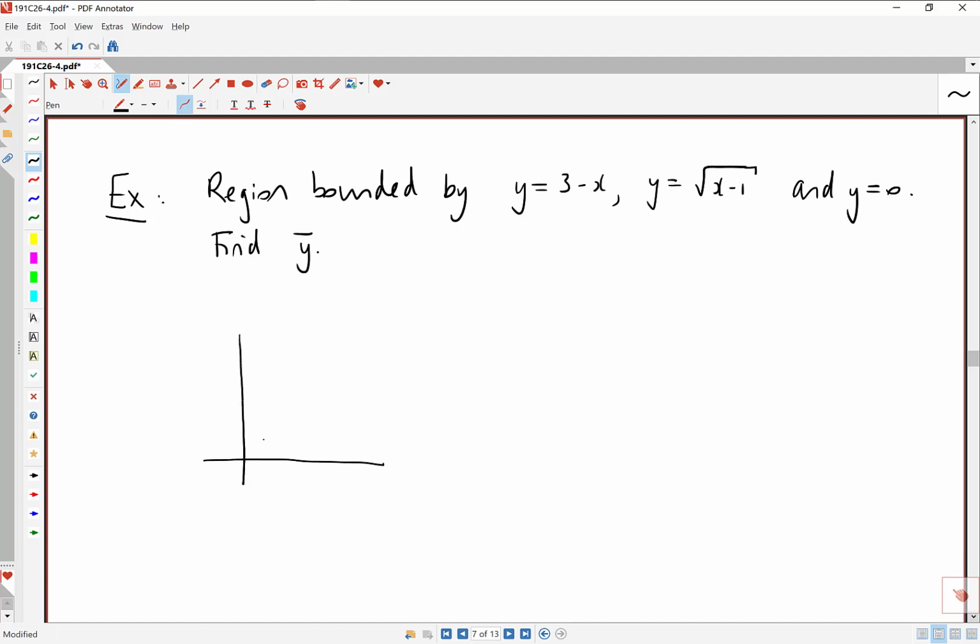We can sketch the line y = 3 minus x first. So that's going to have a y-intercept of 3, and it's got a slope of -1. So there's our line there.